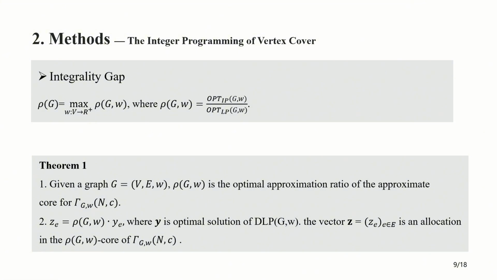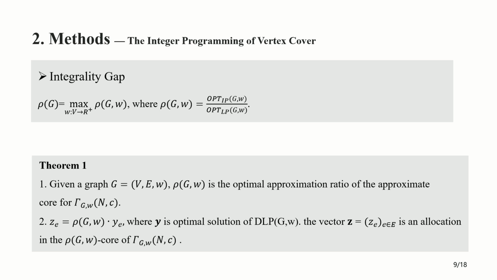We prove that for a specific instance, the ratio of the optimal value of the integer programming to the optimal value of the linear programming is the optimal approximation ratio. This ratio, as a coefficient multiplied by the optimal dual solution, gives the vector in the optimal approximate core.